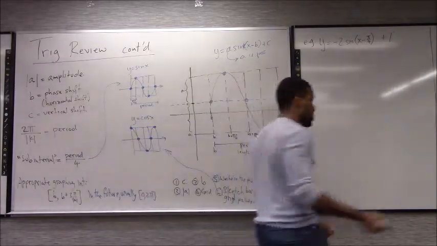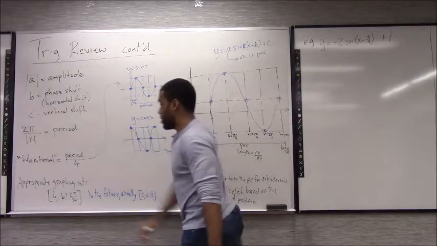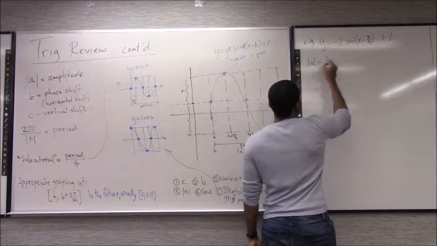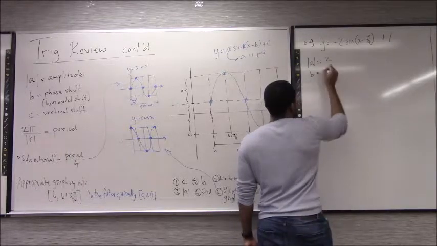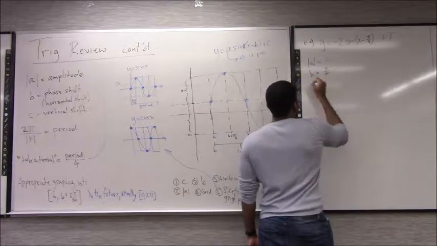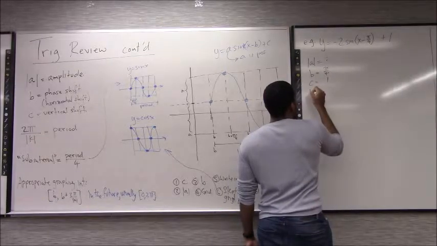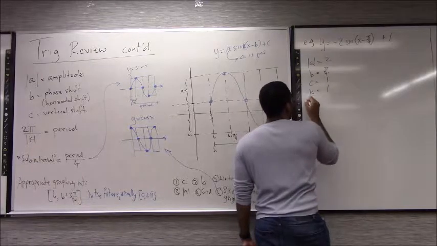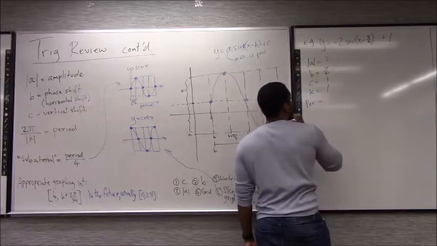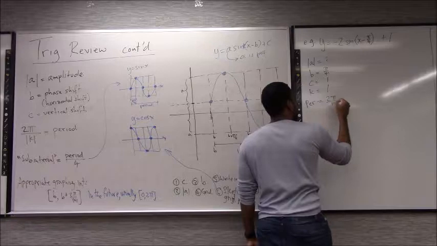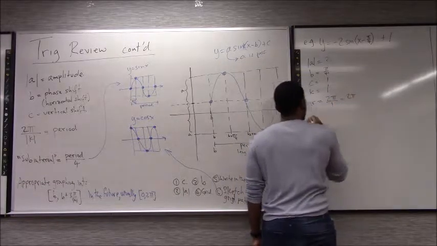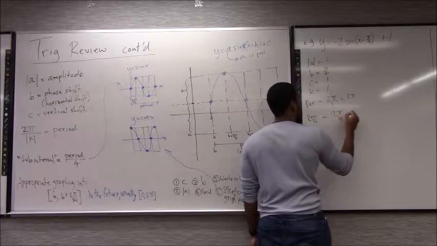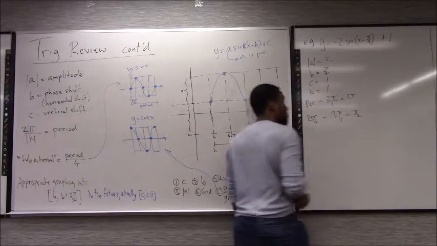So here we're going to go through, we're going to figure out all these numbers. That's the first thing. So here my absolute value of A is 2. My B is pi over 4. My C is 1. What's my K? It's also 1. That means that my period is going to be 2 pi. Well, 2 pi over 1, which is 2 pi, which means my period over 4 is going to be 2 pi over 4, so it's pi over 2.